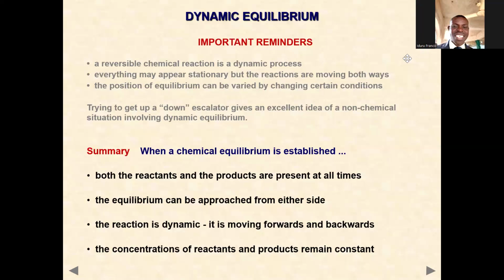Both the reactant and the product are present at all times. The equilibrium can be approached from either side. The reaction is dynamic; that is, it is moving forward and backward. Or you can say the rate of forward reaction is equal to the rate of backward reaction.